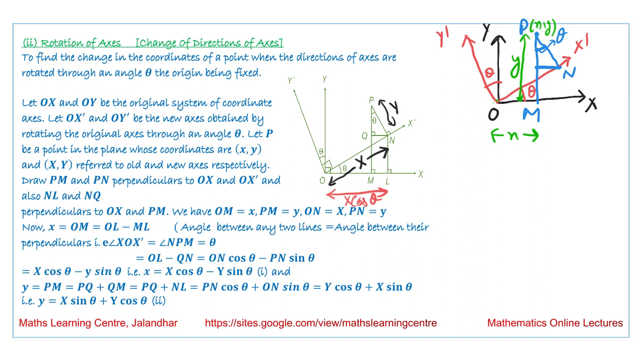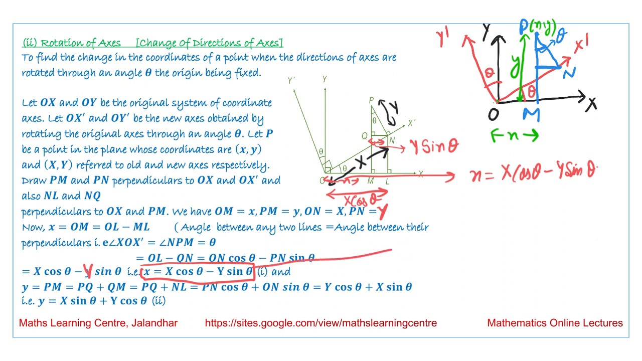And the value QN is capital Y times sin theta. This is capital Y over here. So, the value of small x is equal to capital X cos theta minus capital Y sin theta. So, this is one equation that we have, that the value of x is X cos theta minus Y sin theta.